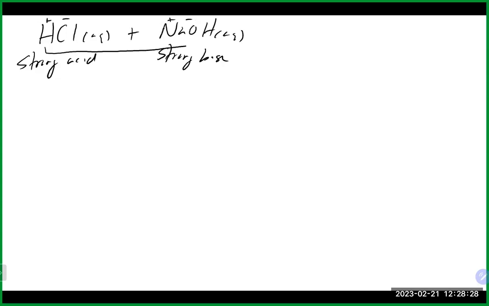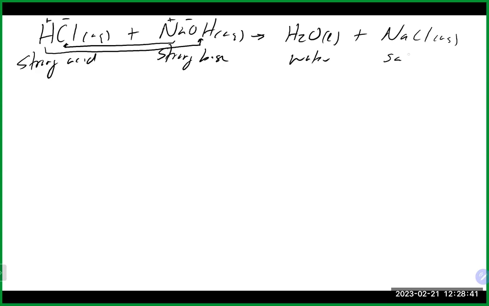So when these guys switch partners, they do this move, and that is going to give us our water and our salt, which in this case is sodium chloride. Yeah. So that's our water and our salt. So this is an example of an acid-base reaction, or neutralization reaction, as they're sometimes called. But it really is, at the heart of it, a double displacement reaction.